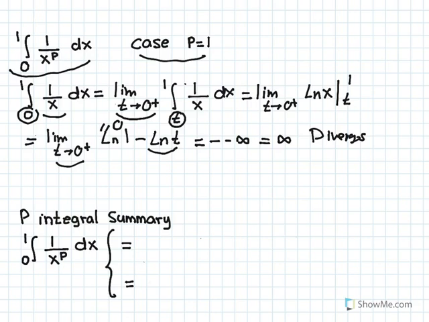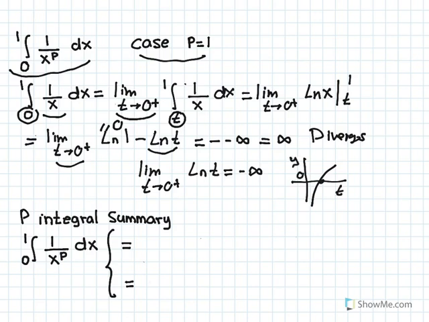Now, I need to really stress this point. The limit as t approaches 0 from the plus side of ln t is minus infinity. And that just has to do with the graph of log x, or say the graph of log t. You can see how, as t approaches 0 from the plus side, the y value of y equals log t approaches minus infinity.